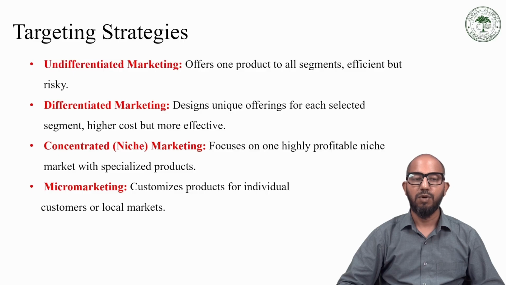The third is concentrated or niche marketing. Under this classification, the strategy focuses on only a highly profitable niche market with specialized products. For example, selling specially made shoes to celebrities. The fourth strategy is micro marketing, which means customizing products for individual customers or local markets.